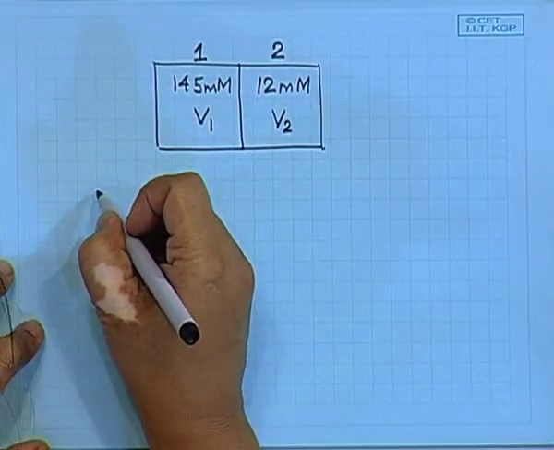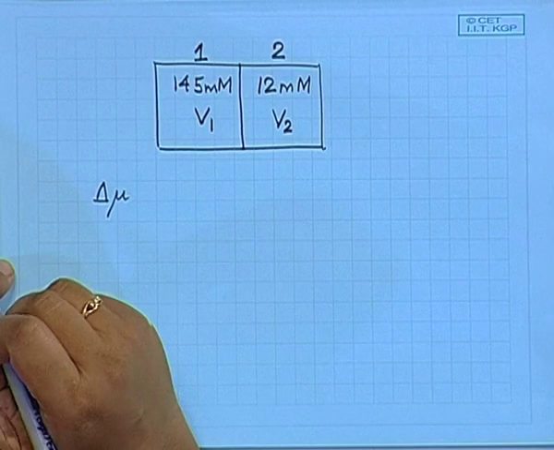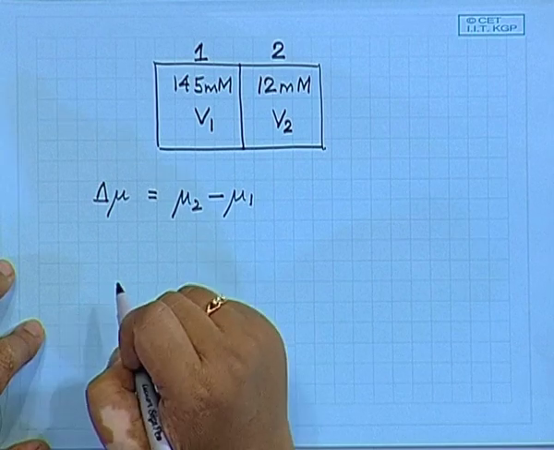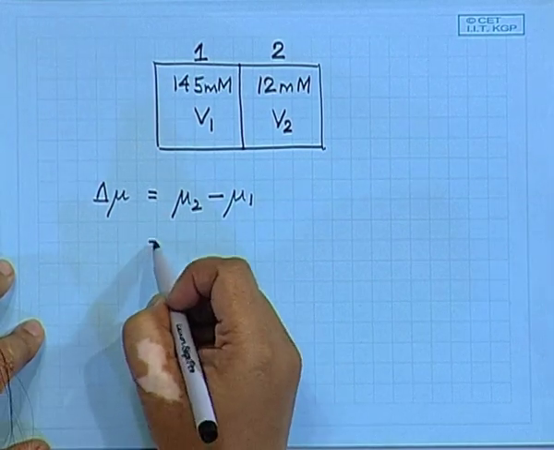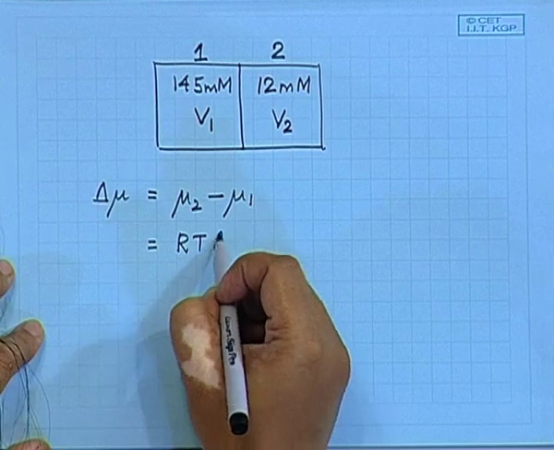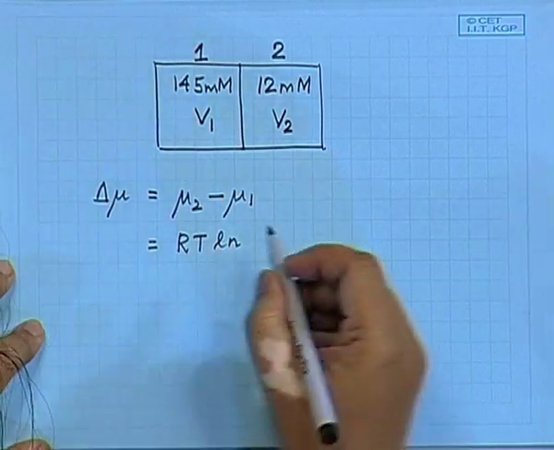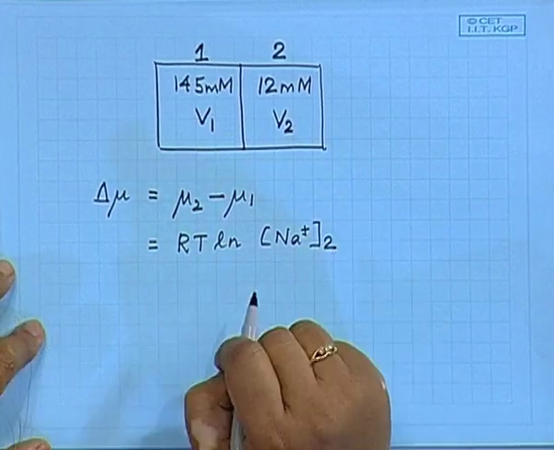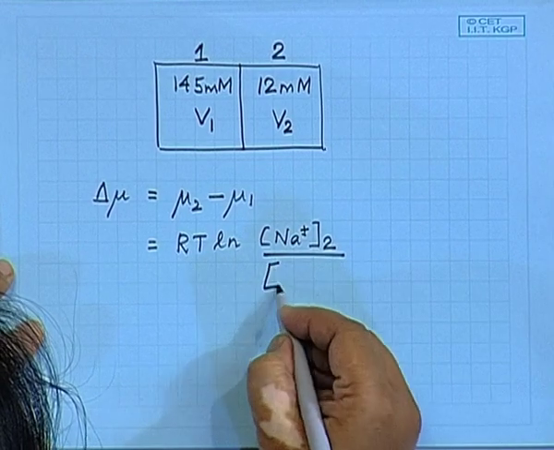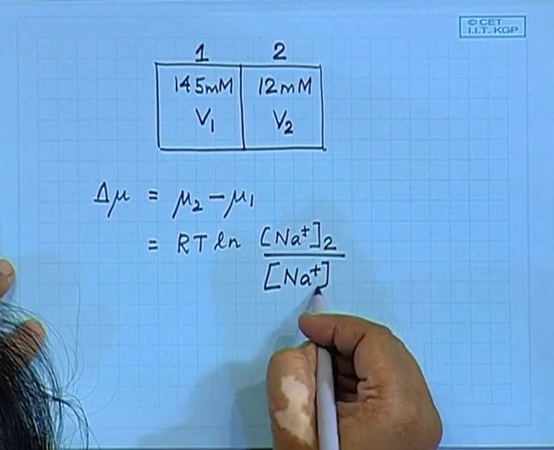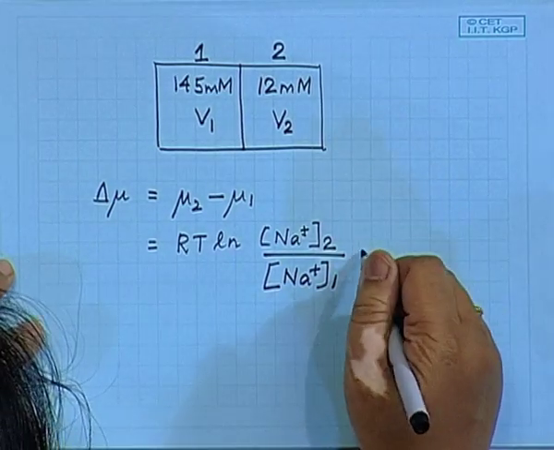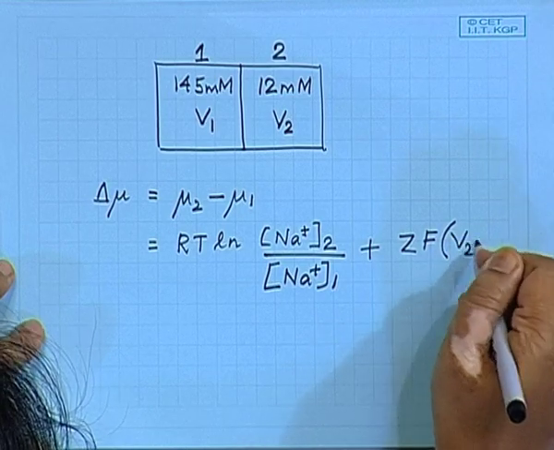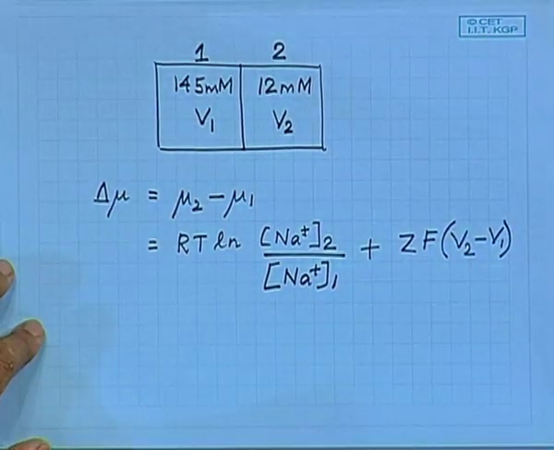So, if I am to calculate the delta mu value, I have to consider mu 2 minus mu 1. So, the contribution is going to come from RT ln, what is it going to be? Na plus at 2, because that is our final state, Na plus 1. Also, I have Z F V2 minus V1, the delta V that I have.